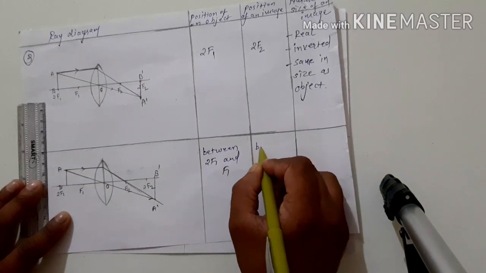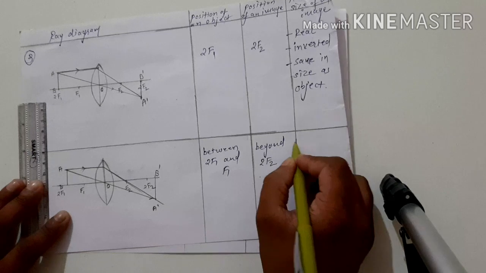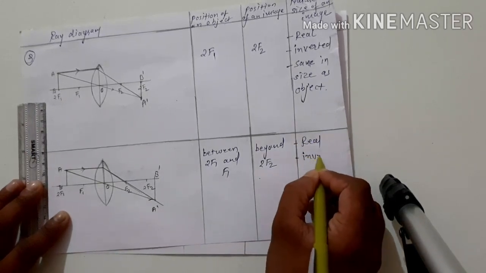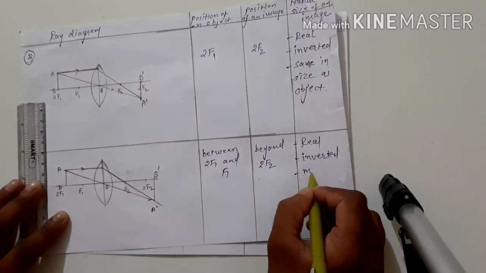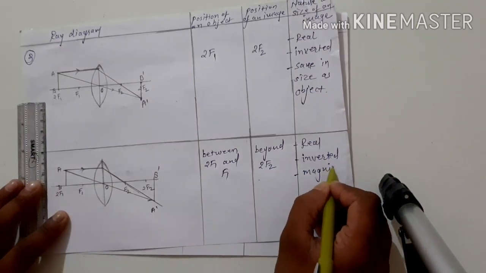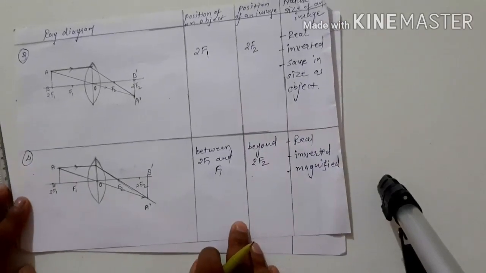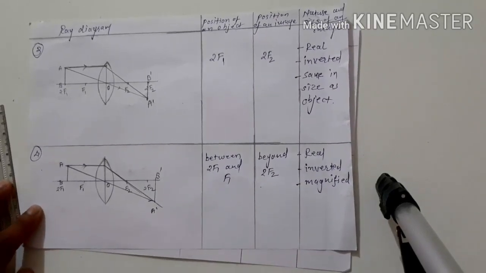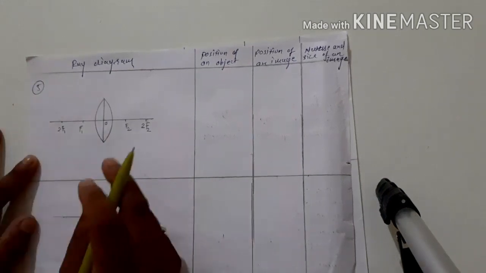So the position of the image is beyond 2F2, and it will be real, inverted, and big. It will be magnified, enlarged in size. Okay, so this is our third and fourth case. Now let us see case 5.